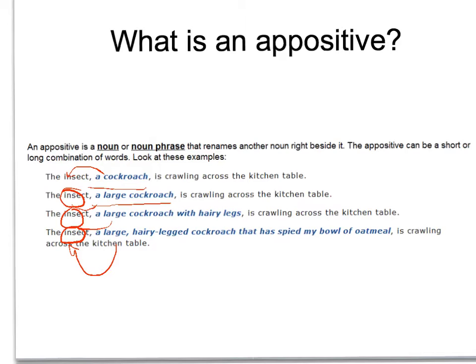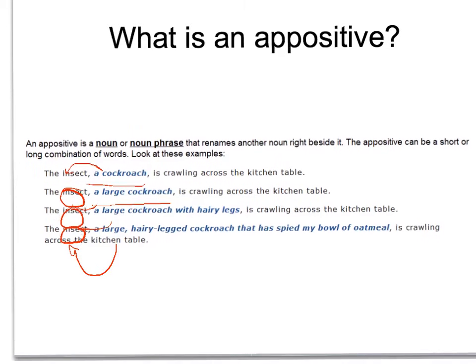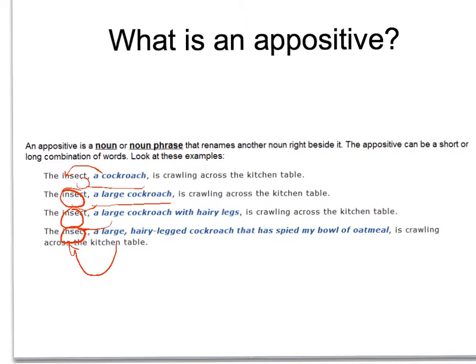In a minute, I'm going to talk about non-essential appositives, and what that means is that if the appositive does not give important information about the sentence, it's non-essential and therefore requires commas around the appositive. So you put it on both sides if it appears in the middle of a sentence, or after the appositive if it comes at the beginning of a sentence. I'll explain more of that in a second.